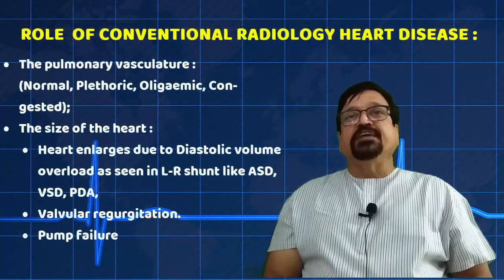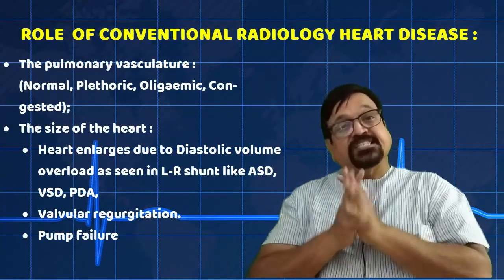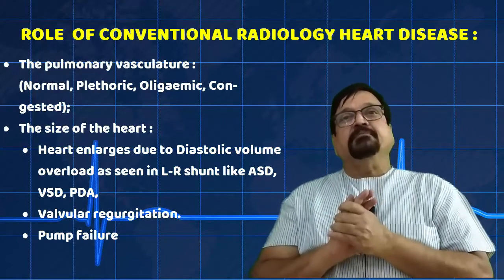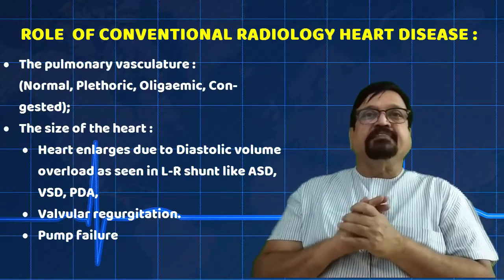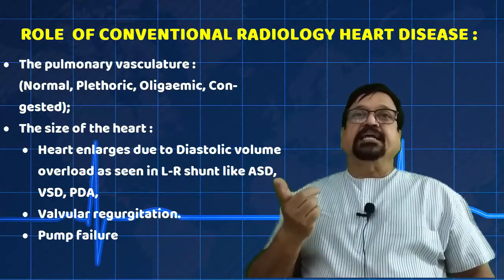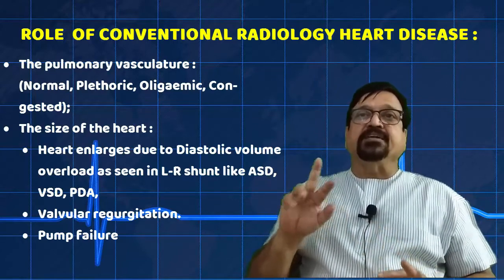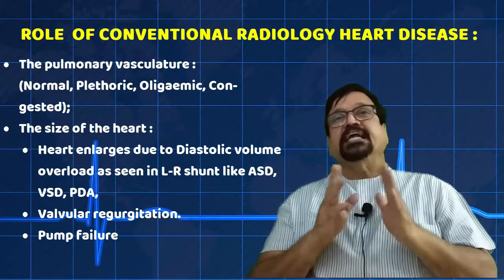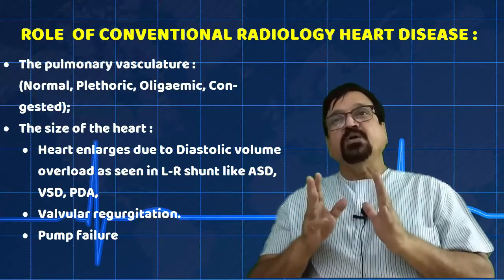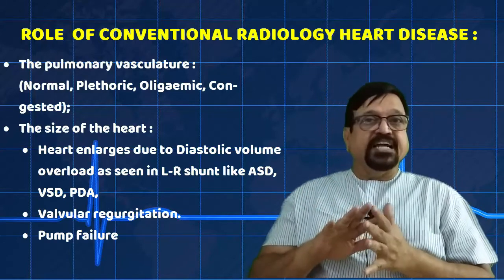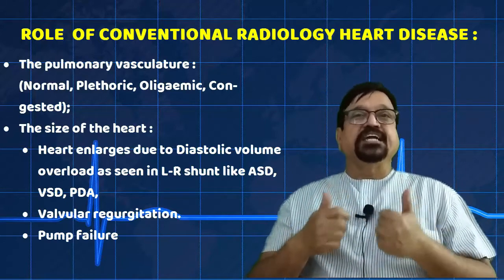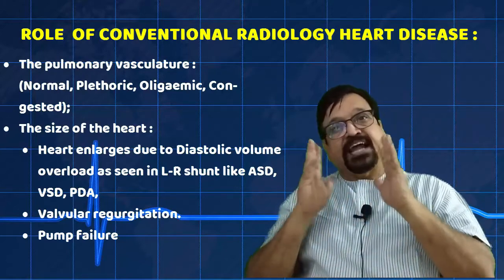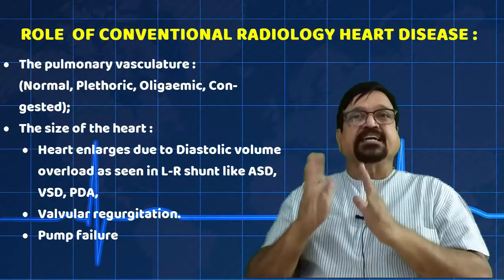Now what is the role of conventional radiology, that is the chest X-ray, in all these diseases? Now it can pick up pulmonary vasculature changes. Pulmonary vasculature can show plethora, it can be oligemic, or it can be congested. The second is the size of the heart. The size of the heart can enlarge due to diastolic overload, as seen in left to right shunt. It can occur in valvular regurgitations, or because of pump failure. These are the types where there is a direct cardiac overload.